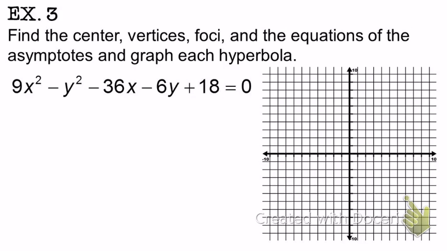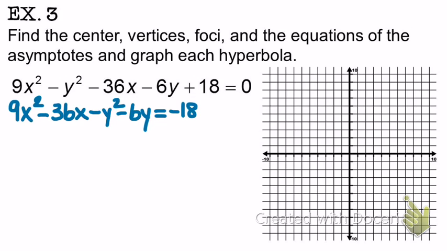Okay, so on number 3, we're going to do the same thing, but this time we're given the general equation, so we're going to have to get it in vertex form. So we're going to start by grouping the x's, then the y's, and then equal the constant on the right-hand side. So I'm going to start with the x's because it's a positive x squared and a negative y squared. So whatever variable is positive, put those first. So 9x squared minus 36x minus y squared minus 6y equals negative 18.